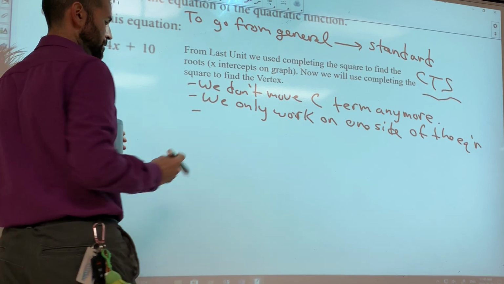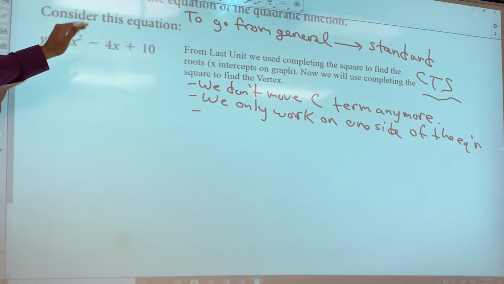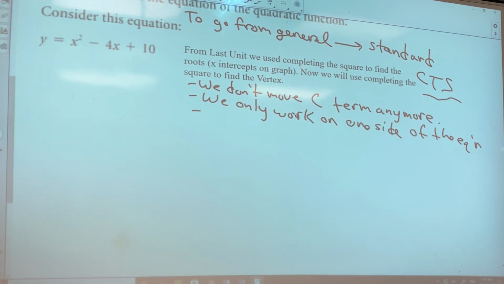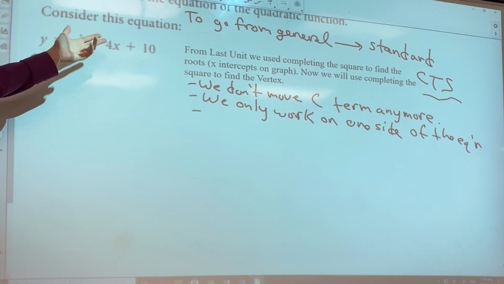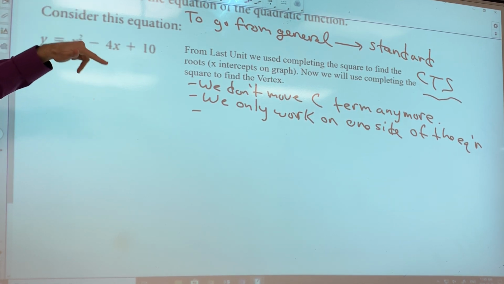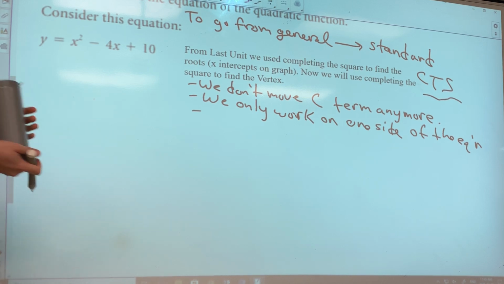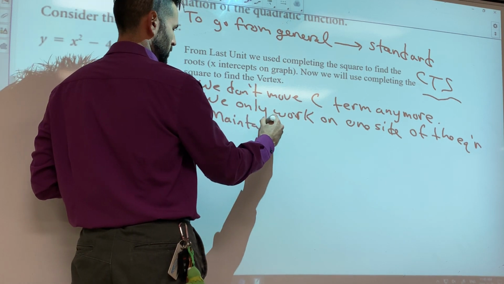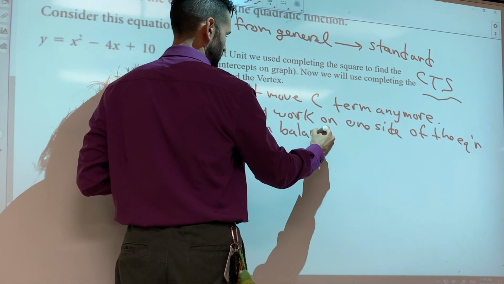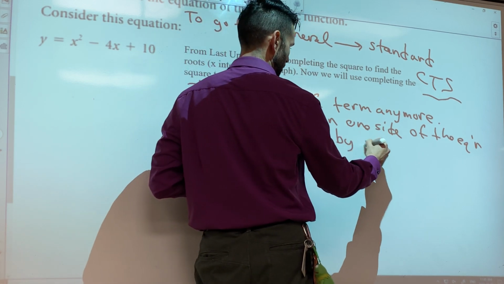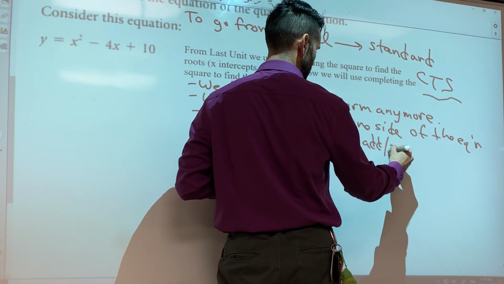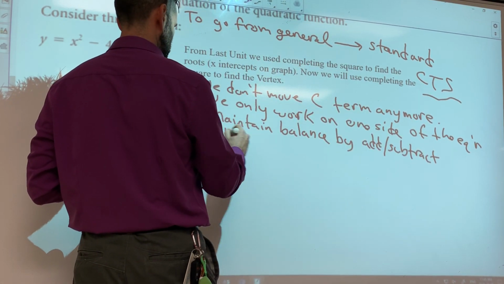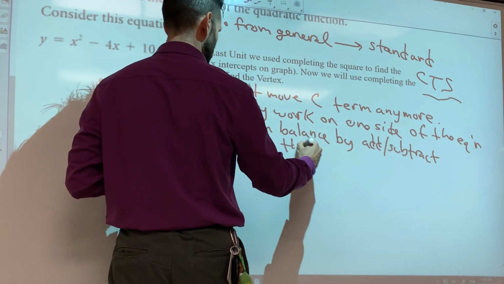I would say the main principle is remember that you can't change this at the end of the day. Right? So if you start adding a number, then you also have to subtract that number. So if I add 2, I just changed my equation. But if I add 2 and subtract 2, did I change anything? No. Okay, so that would be the main thing to remember is maintain the balance by adding and subtracting numbers to the equation.